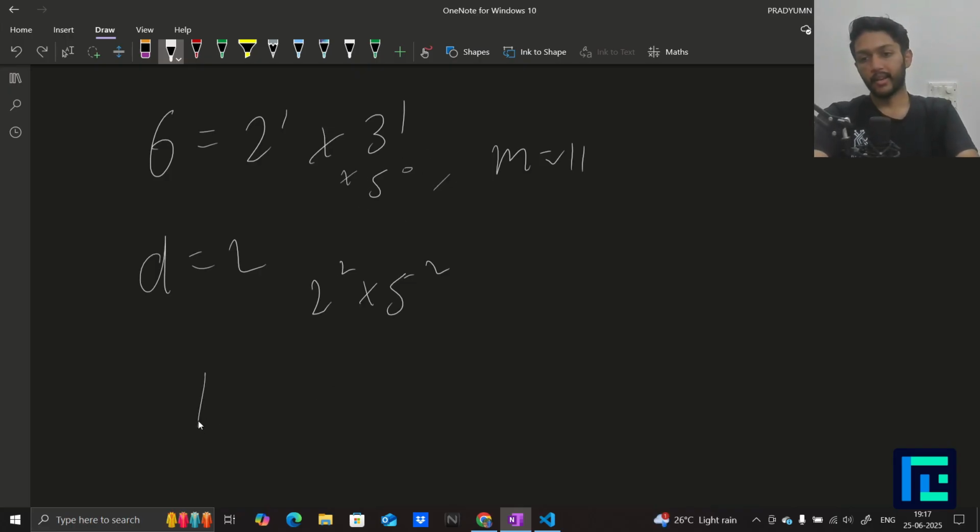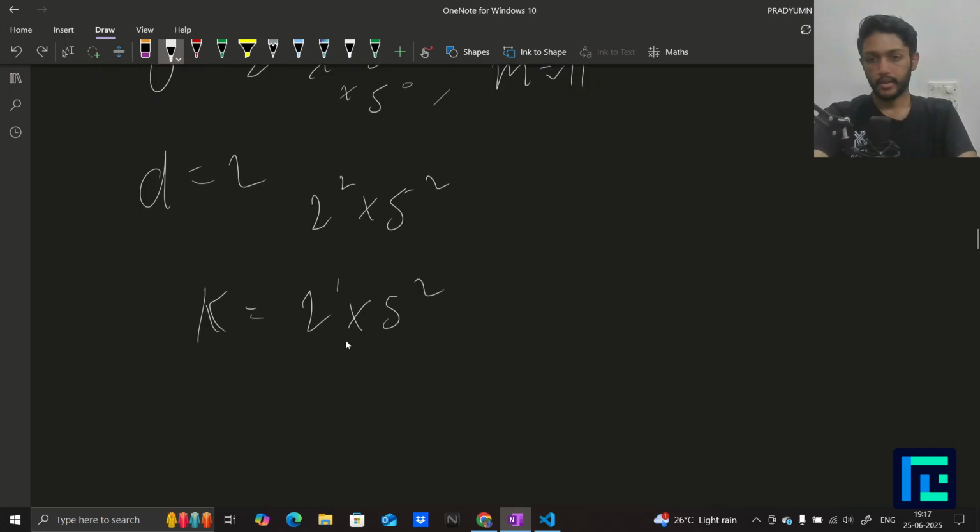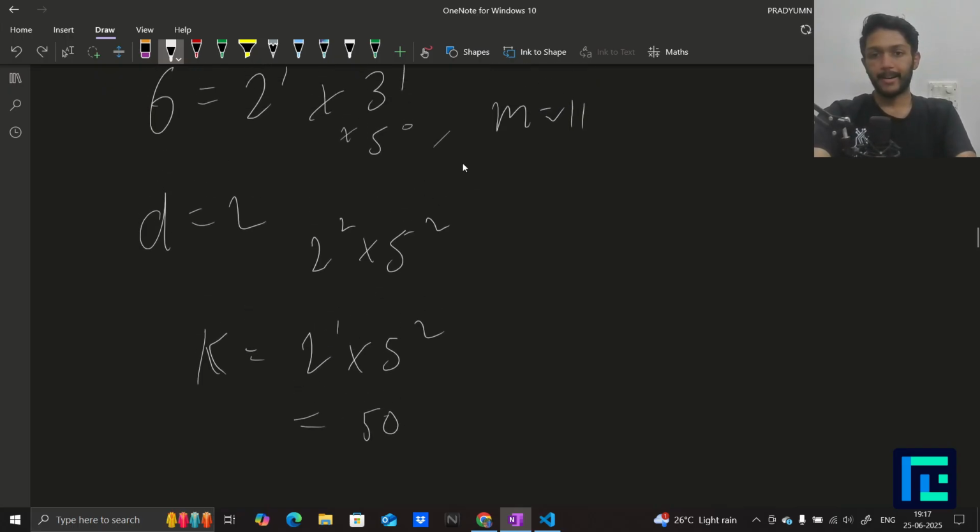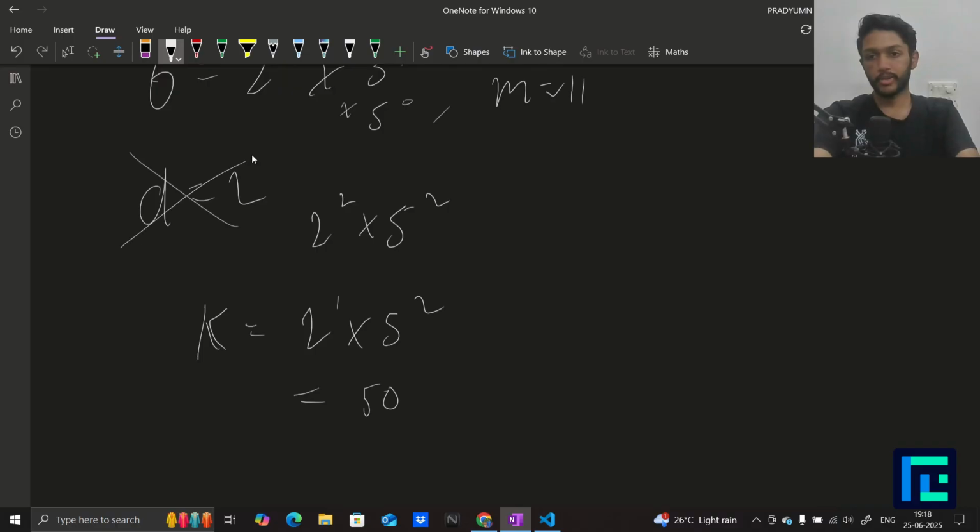So our capital K becomes 2 to the power 1 into 5 to the power 2, because we want 1 more 2 and 2 more 5s if we want 2 trailing zeros, because we already have a single 2. So this is 50, right? But our m is just 11, so we cannot have a multiple of 50 for our small k. So d equal to 2 is not possible.